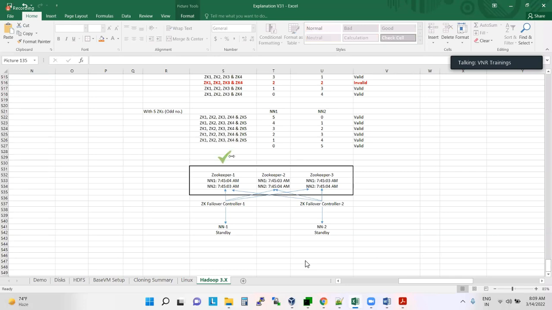This is working fine. This is also working fine. This is also working fine. Okay, you have set up 3 zookeepers, right? If all three are working fine, no issues at all. Will you agree with me?